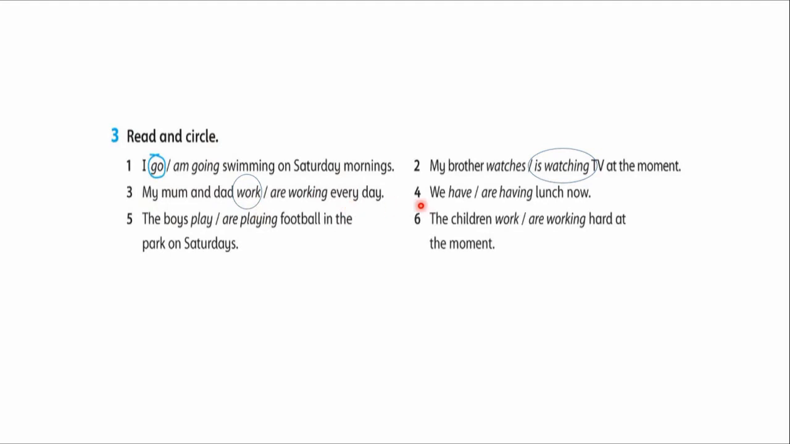Number four, we have, are having lunch now. So it talks about right now. Correct answer is are having, because you are doing it at the moment. Number five, the boys play, are playing football in the park on Saturdays. The correct answer is play. This is something that they do every day.